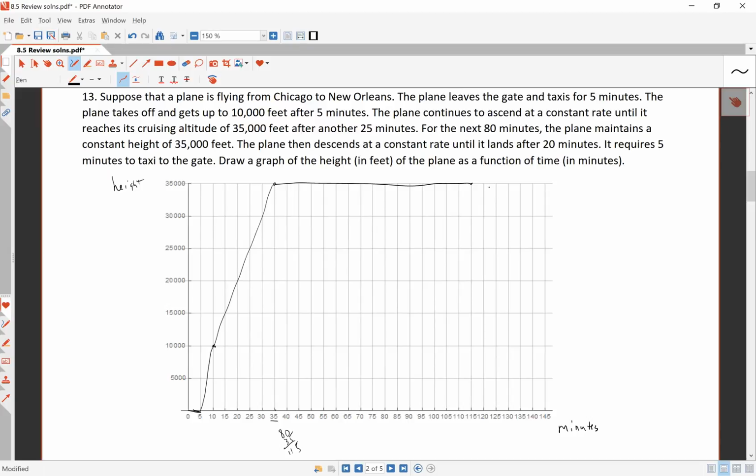At that point, the plane then descends at a constant rate until it lands after 20 minutes. So 20 plus 15 is 135. The plane then descends at a constant rate until it lands after 20 minutes. It requires 5 minutes to taxi to the gate. And that would be the graph of the height versus the time of the plane after takeoff.